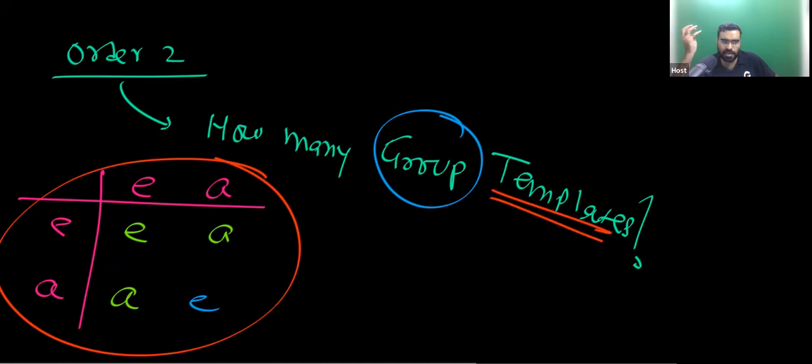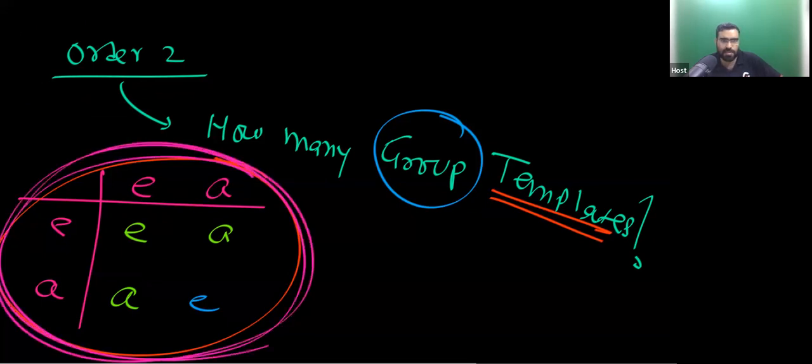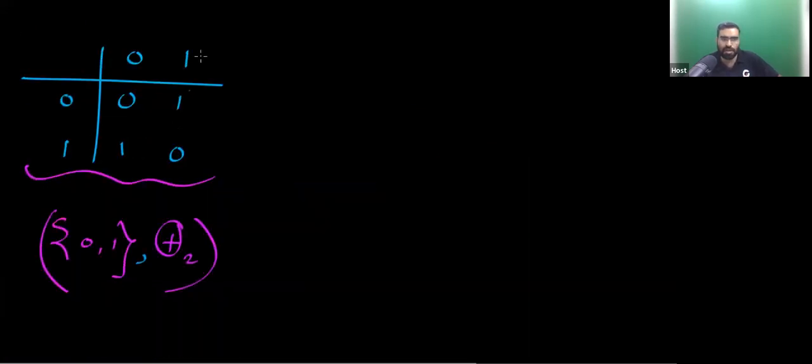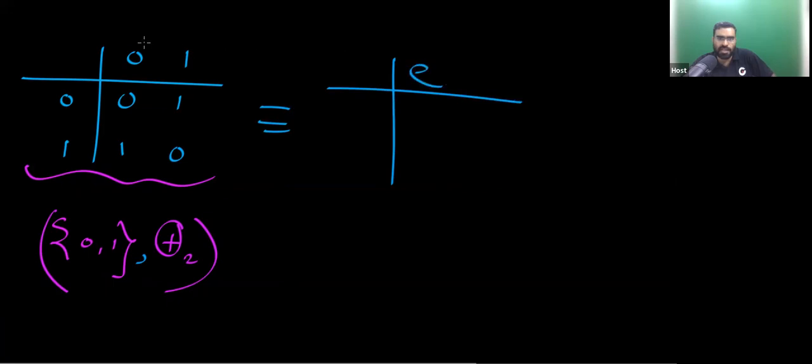Now let me ask you: if I create any group of order 2, can I say that will have the same behavior as this? For example, you can notice this has the same behavior as the previous one. You have the identity element, and this is your element A. So you can easily notice this has the same behavior as this.